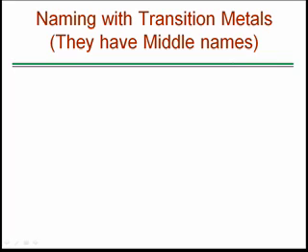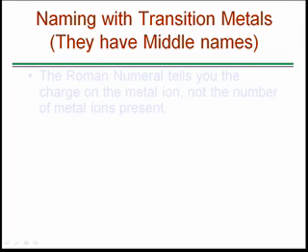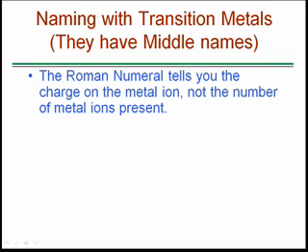So, naming with transition metals, remember that they have middle names because they're in the middle of the periodic table, and the middle names are the Roman numerals. Okay? The Roman numeral, again, tells you the charge, not the number. That is a classic mistake, so don't fall in that trap.